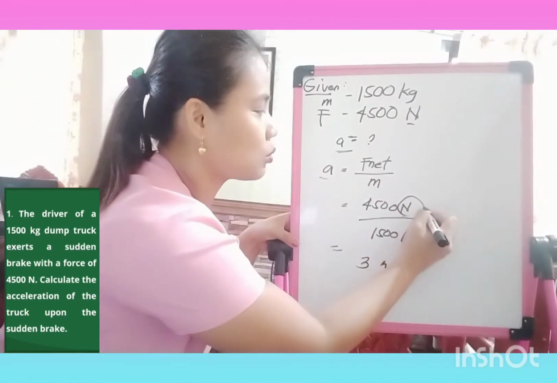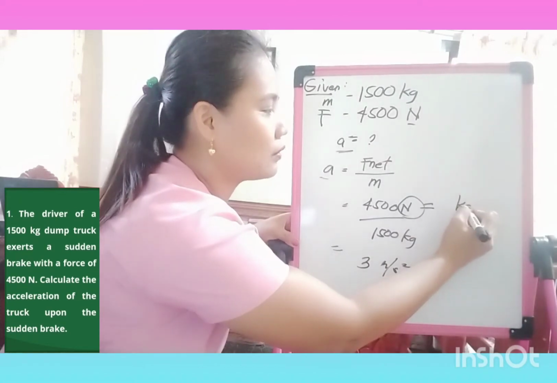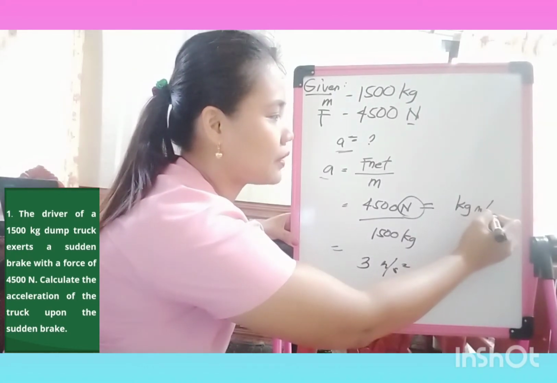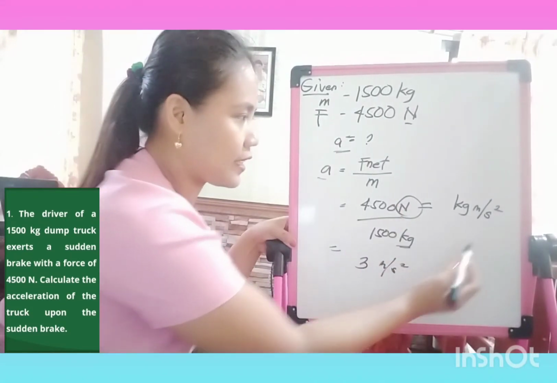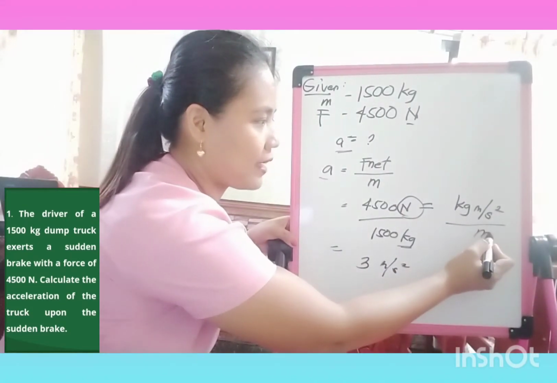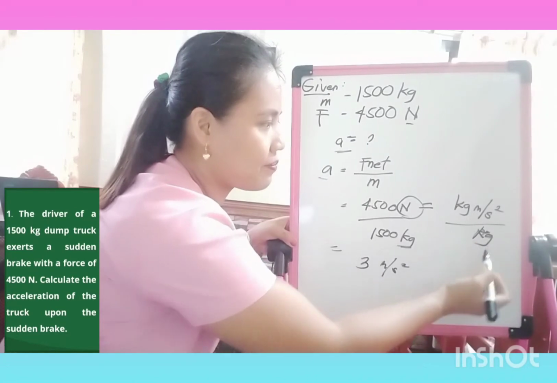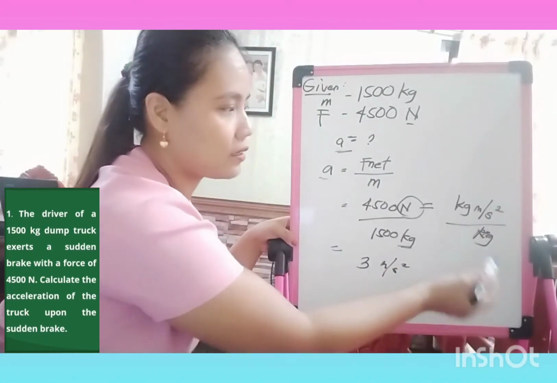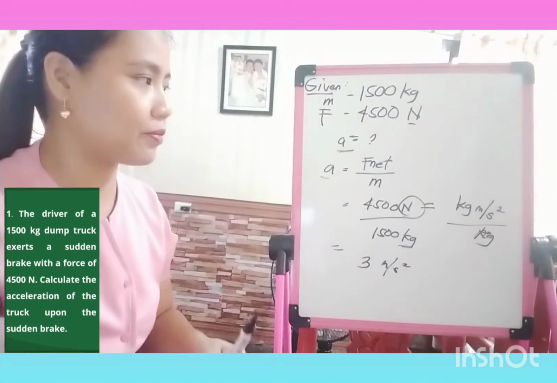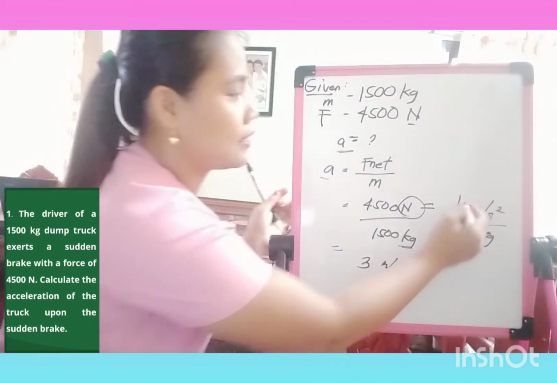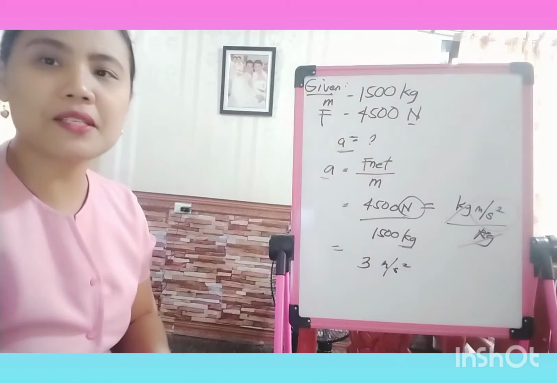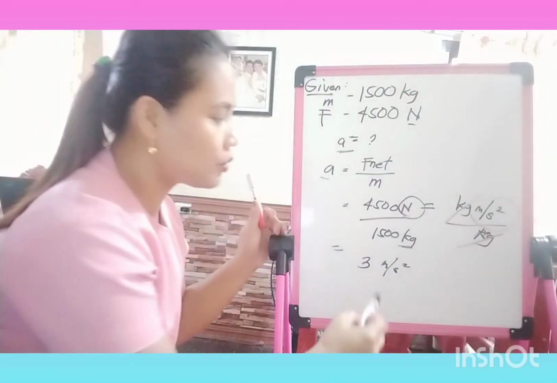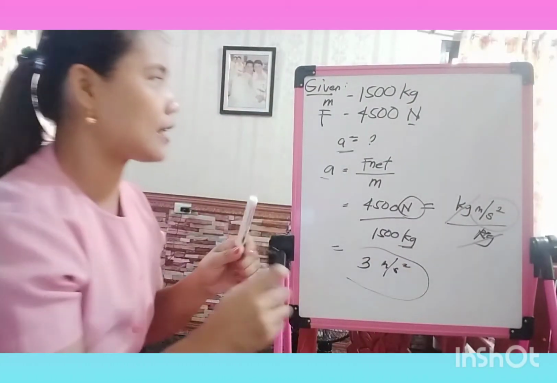Remember that Newton is equal to kilogram meter per second squared. The unit of mass is kilogram, then you have to divide kilogram meter per second squared by kilogram. So you have to cancel kilogram and kilogram, then you have meter per second squared. So our unit is meter per second squared.